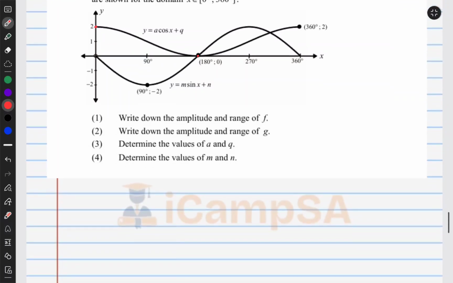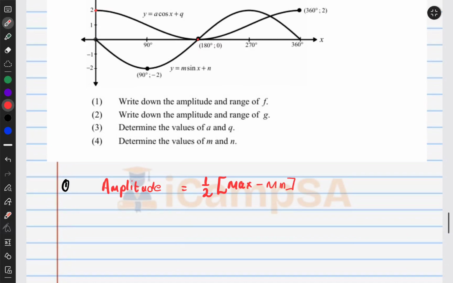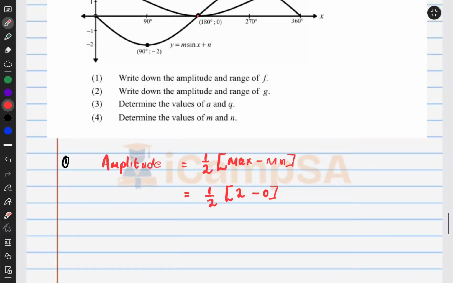So remember the formula for amplitude: amplitude is equal to 1/2 (maximum minus minimum value). Let's calculate the amplitude. The maximum value is 2 and the minimum value is 0, so 1/2 (2 - 0). Therefore the amplitude is going to be 1.